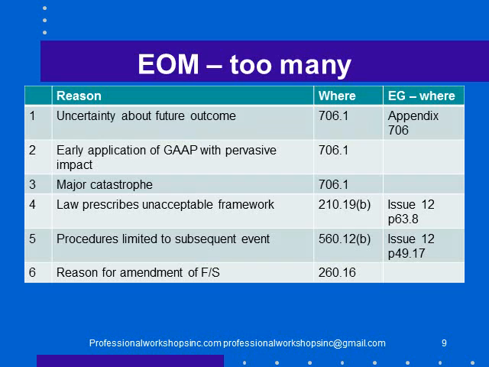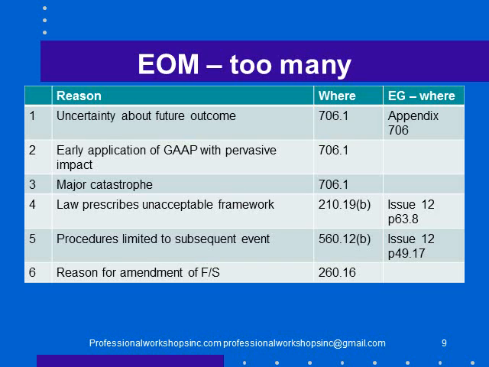So here are some of the reasons for an emphasis of matter paragraph. There may be uncertainty about a future outcome that's described in the financial statements, and an accounting estimate that has uncertainty around it, and that's described. We might refer to that. Early application of GAAP with a pervasive impact, so we've adopted an IFRS that's new, that doesn't have to be adopted for 3 or 4 years, but the client has gone ahead and done it. It has a very pervasive impact.